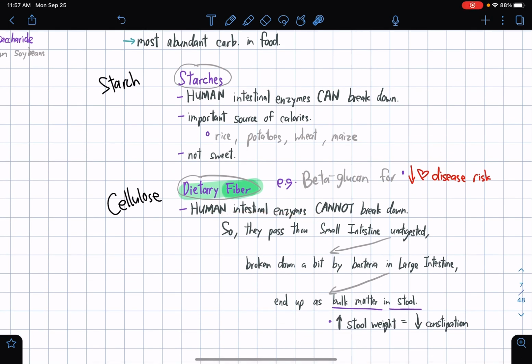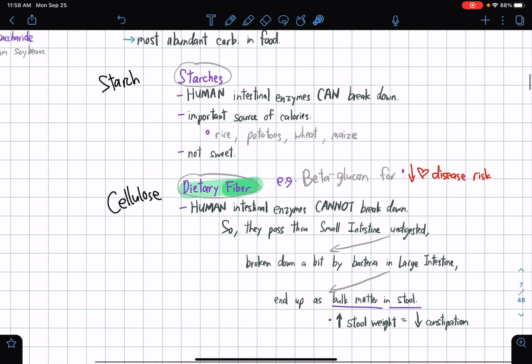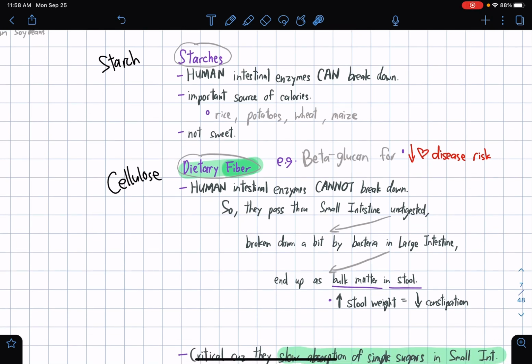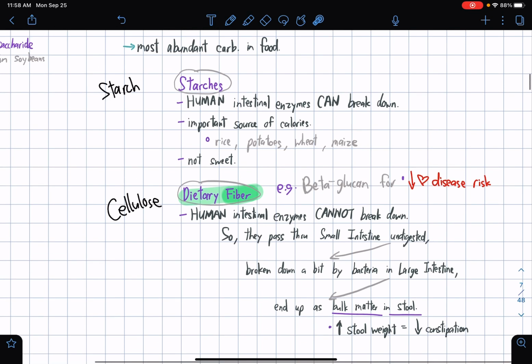Human intestinal enzymes cannot break it down. Therefore, it can pass through the small intestine undigested. It is broken down a bit by bacteria in the large intestine. The large intestine collects excess water and contributes to the formation of feces. And eventually, it ends up as bulk matter in stool. So, one good thing about dietary fiber is that it increases stool weight, which in turn reduces the chances of you being constipated. An example of dietary fiber is beta-glucan, for a reduction in the tendency for you to get heart disease. Anything that's related to cardiovascular.